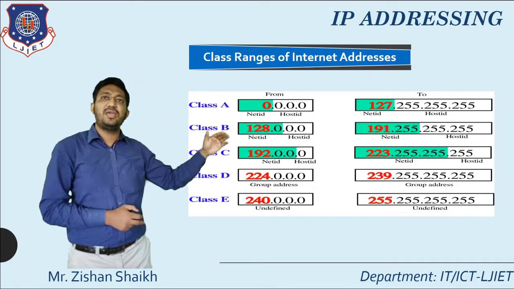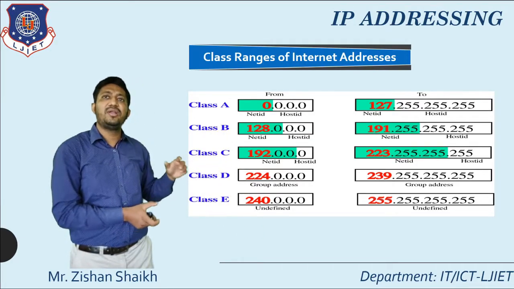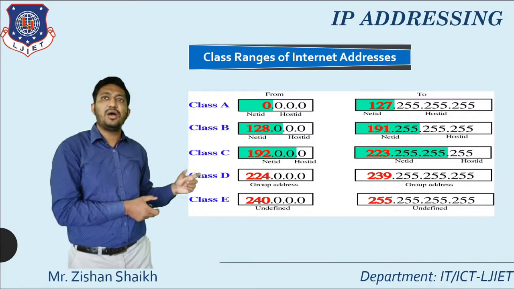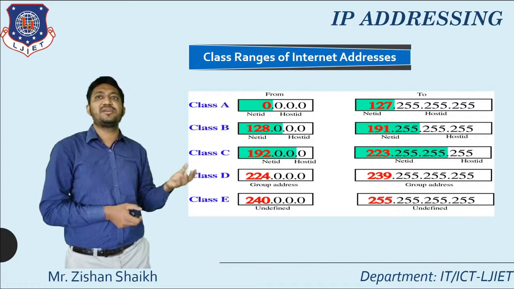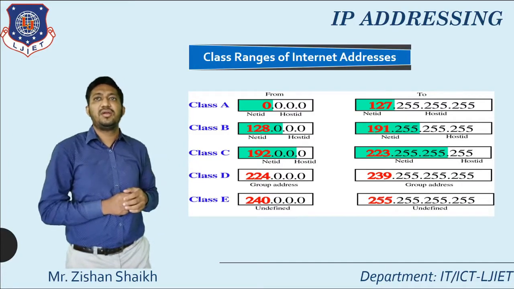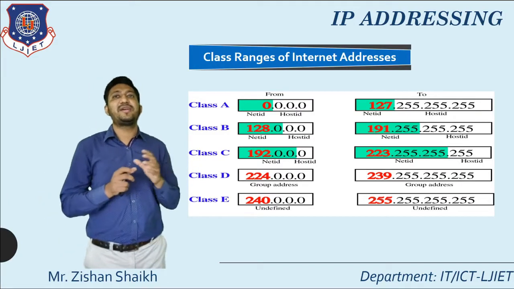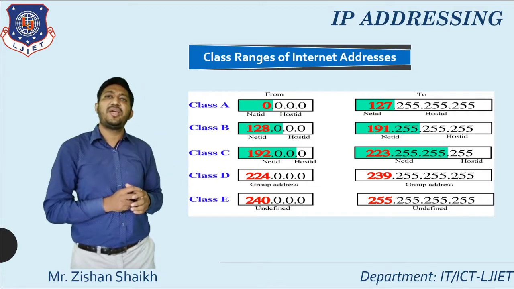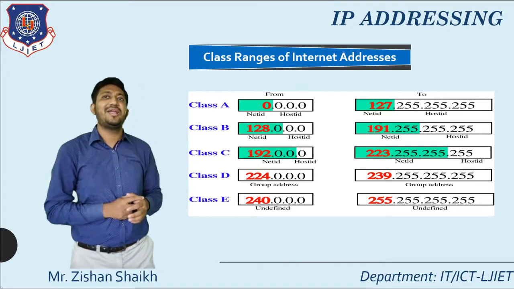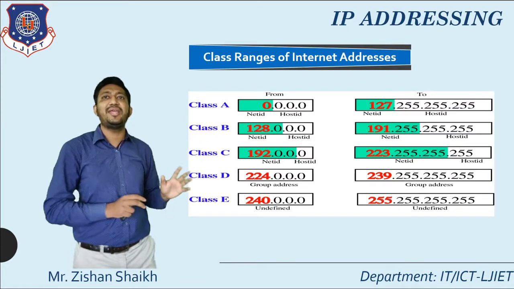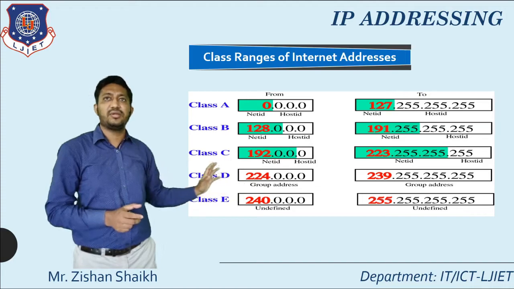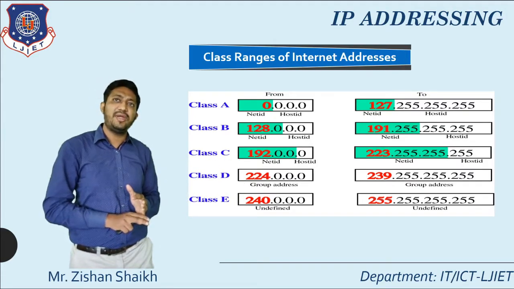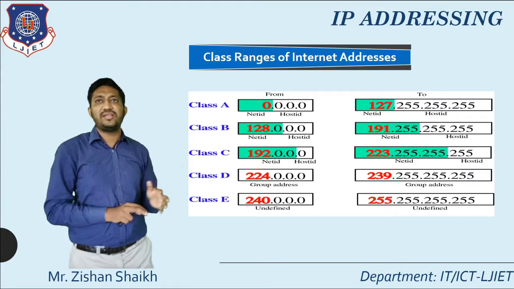But our classes A, B, C, D and E specify specific ranges. According to that range, we can understand which IP address is assigned to which class, and that is possible because of the classful addressing concept. If we are talking about classless, at that time we can assign any IP address to any class, so there is no meaning of this division. I can assign any IP address to any device.